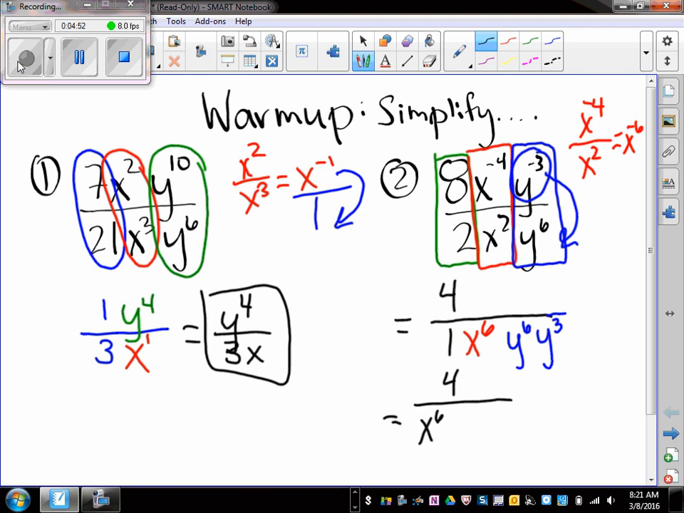What does y to the 6th times y cubed give us? Y to the 9th. Okay, so that's your answer there. Again, if you would have subtracted, -3 minus 6 would be y to the -9th, which means it gets sent to the denominator. You can use either method. Subtract it, then move it, or move it, then divide it. Alright, questions on number 2. Any questions at all on the one?